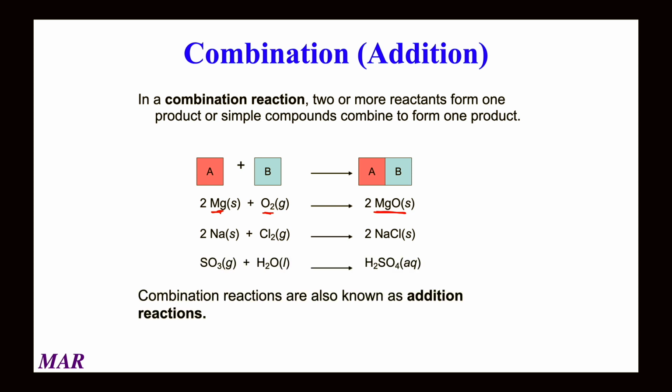You can also do nonmetals, and nonmetals are covalent compounds with each other. This is sulfur trioxide reacting with water to make sulfuric acid, and that would be a combination reaction as well. Sometimes combination reactions are called addition reactions, which is fine. It's just another way to say it. Combination is the one that we'll use most of the time here.